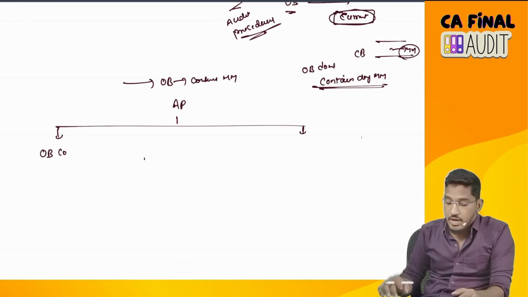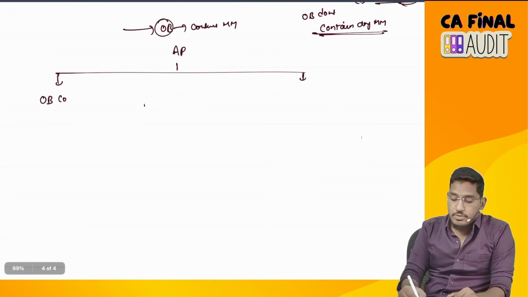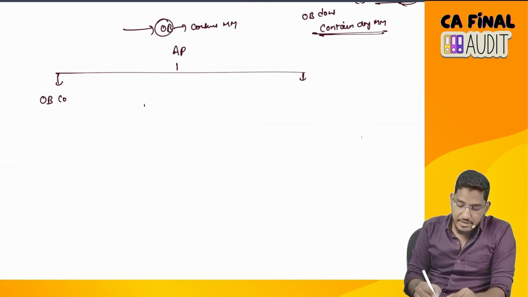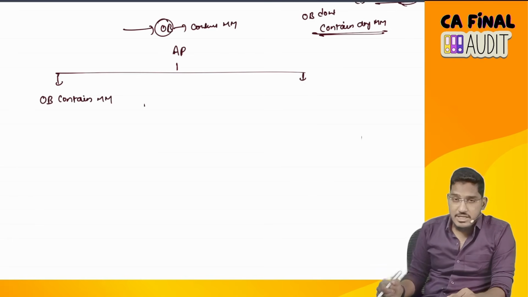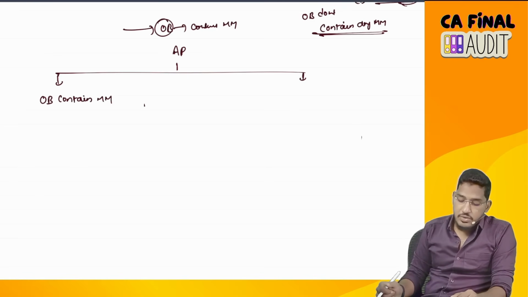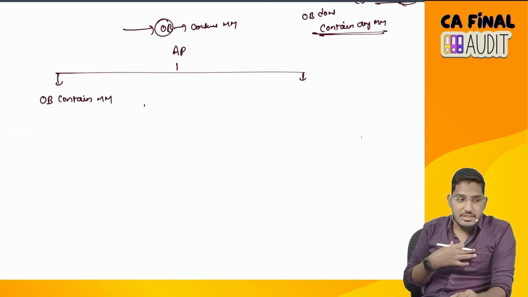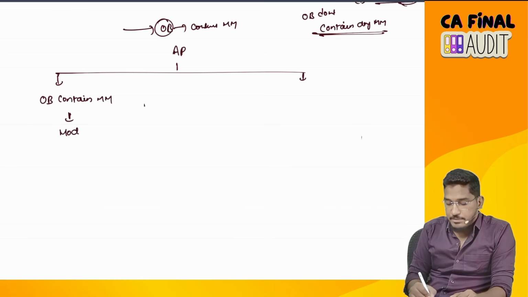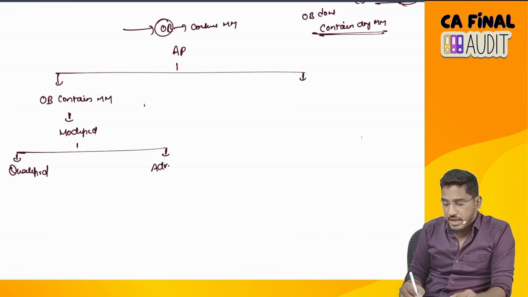Not required, right? On the other hand, when you performed audit procedures on the opening balances, you got evidence that opening balances contain a material misstatement. You have obtained sufficient and appropriate audit evidence that opening balances contain a material misstatement. So if you have obtained that evidence, then you have to give a modified opinion. What kind of modified opinion? Either you have to give a qualified opinion if the effect of that misstatement is only material, or an adverse opinion if the effect of the misstatement is material and also pervasive.